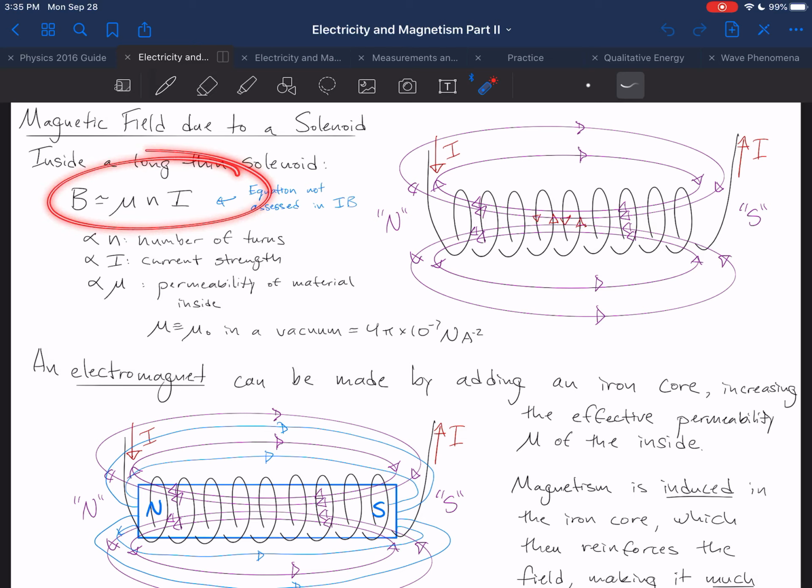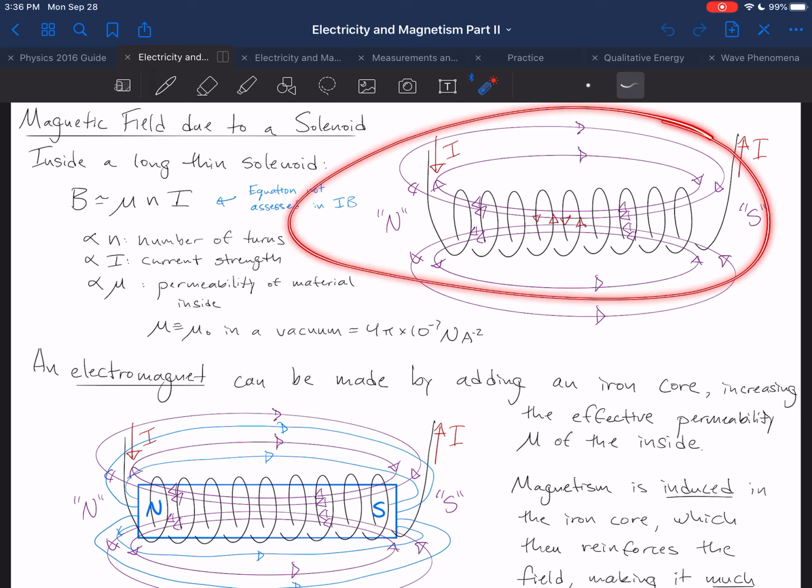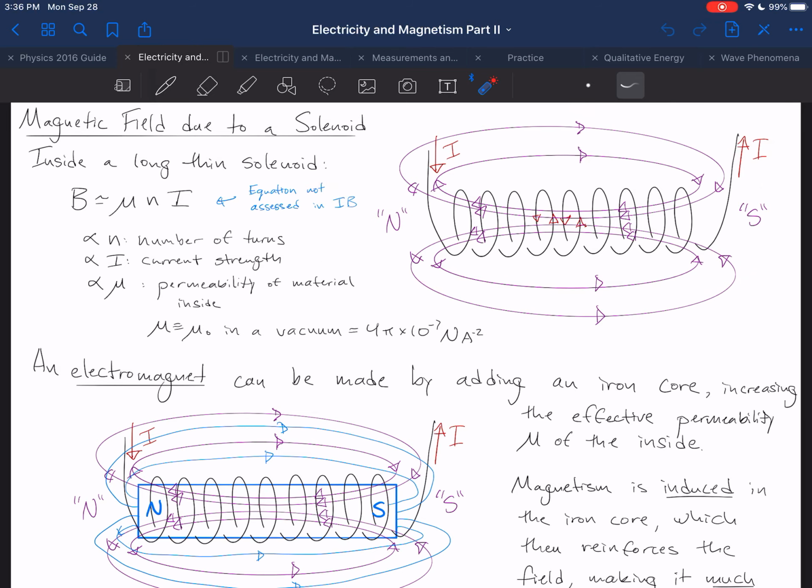This particular equation will not be assessed in the IB, but you do need to know the relationship between the number of turns, the current, and the permeability for the magnetic field due to a solenoid. And notice this expression refers only to the magnetic field inside the solenoid itself, which is approximately uniform.